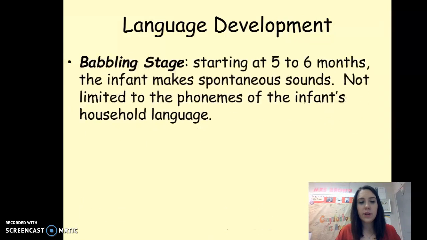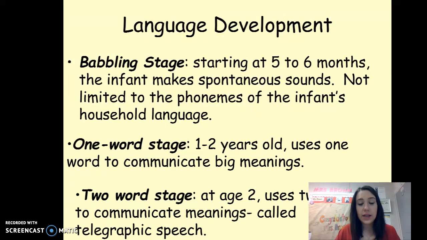A little bit more on language development, just so you can get the ages. We did 1, 2, and 3, but the babbling stage is around 5 or 6 months old. It's spontaneous sounds that don't necessarily mean anything. It's limited to the phonemes of the infant's household language, so English or whatever language they're growing up speaking. The one-word stage is between 1 and 2. We call these toddlers, and they're using one word, labeling things and trying to communicate that way.